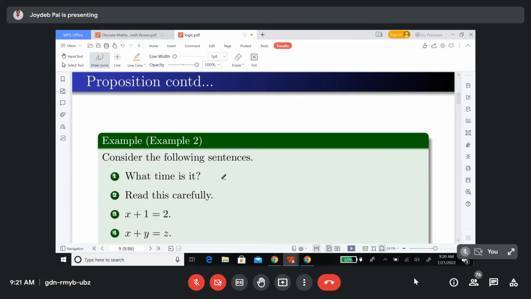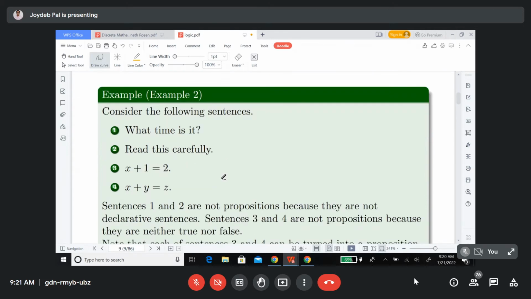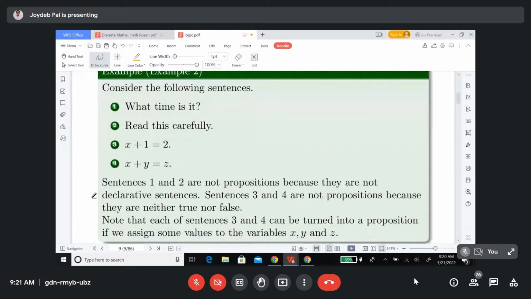Again I am repeating: if a mathematical statement contains any variable, then it is not a proposition. So example number 3 is not a proposition. Example number 4 contains 3 variables, so it is also not a proposition, right? Yes. Now you can read what I told, those are written here.